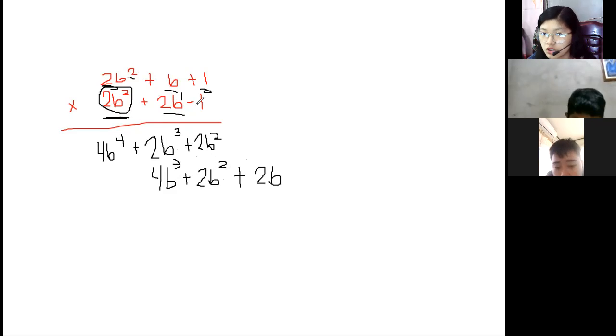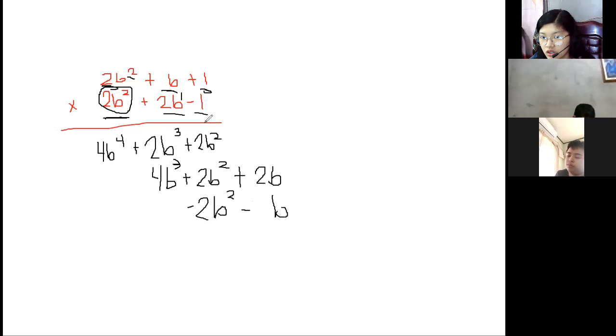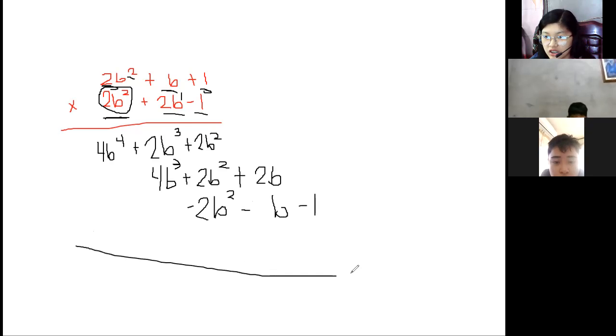Next, negative naman ito. Negative 1 times positive 2b squared. 'Di ba? Kahit na anong number ang multiply mo sa 1, kung ano yung multiply mo siya ang sagot. Pero since negative ito, negative times positive, that is negative. So we have negative 2b squared. And yung isa naman, negative 1 times b, that is negative b. Next, negative 1 times negative 1, that is negative 1. So pag-add natin yan sila.